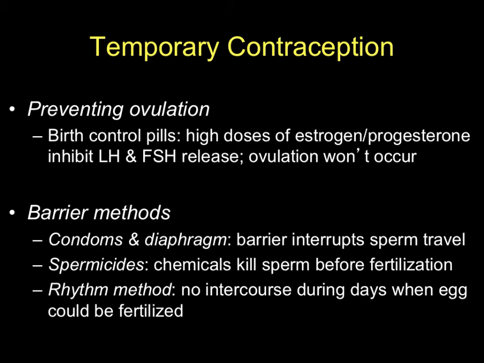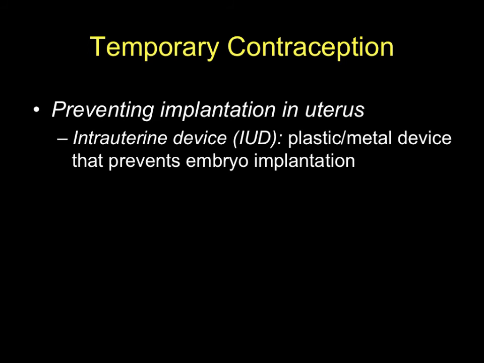The other issue with this is that sperm cells can have upwards of 2 or 3 days worth of a lifespan inside the female's reproductive tract. So even if ovulation hasn't occurred when intercourse is occurring, if ovulation then occurs later, you could still indeed have fertilization. So that's a fairly low efficacy means for preventing pregnancy.